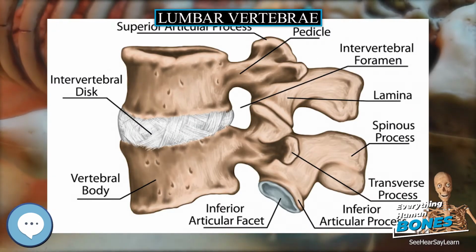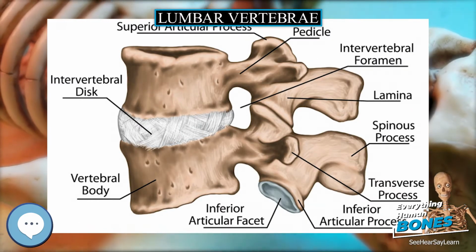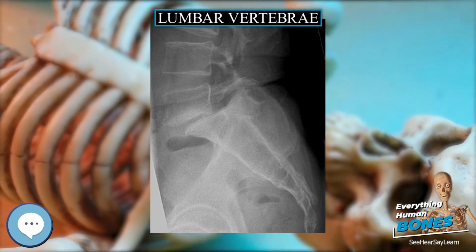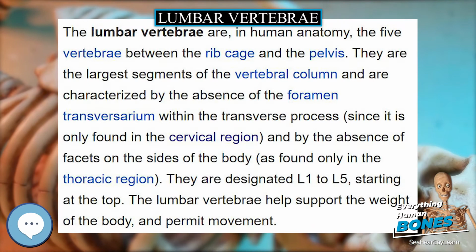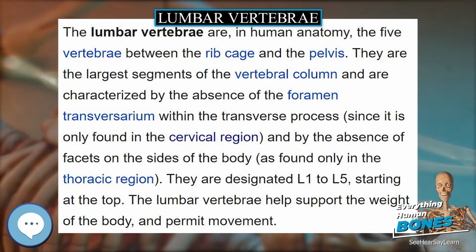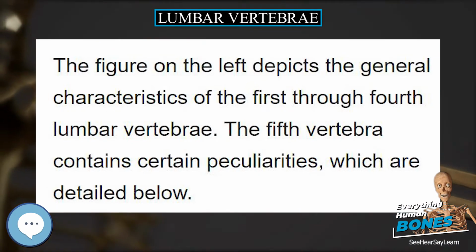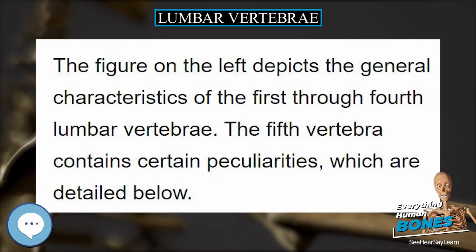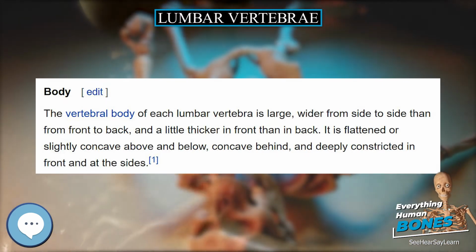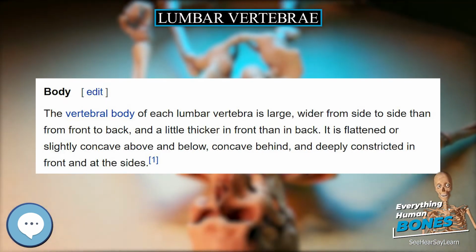The laminae are broad, short, and strong. They form the posterior portion of the vertebral arch. In the upper lumbar region the lamina are taller than wide, but in the lower lumbar vertebra the lamina are wider than tall. The lamina connects the spinous process to the pedicles. The vertebral foramen within the arch is triangular, larger than the thoracic vertebrae, but smaller than in the cervical vertebrae.